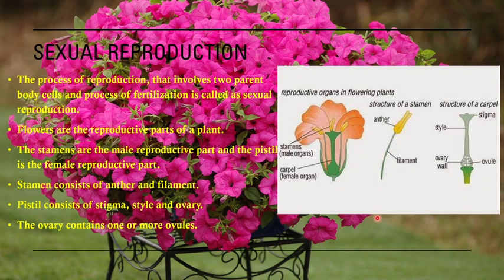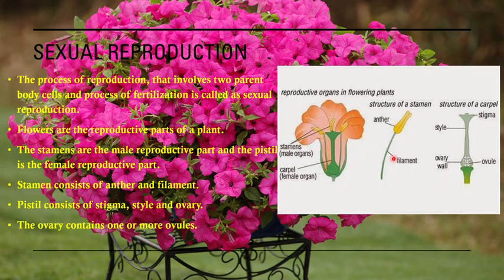We already studied that flowers are the reproductive parts of a plant. The stamens are the male reproductive part and the pistil is the female reproductive part. Just to remember, stamens are the male reproductive part and the pistil is the female reproductive part.